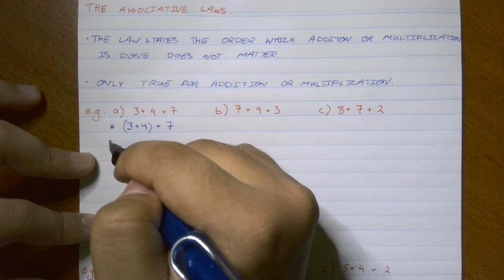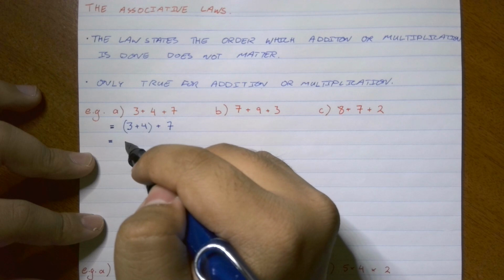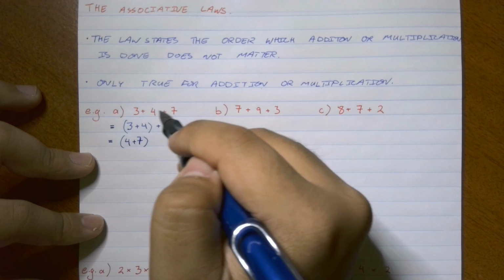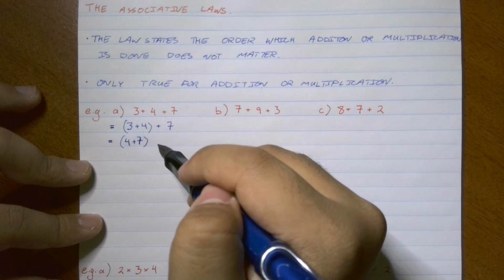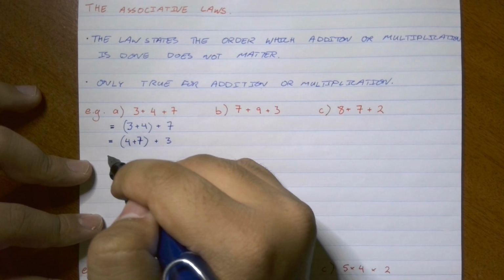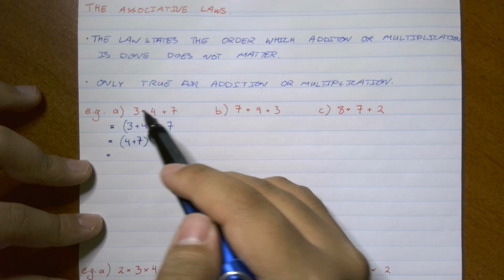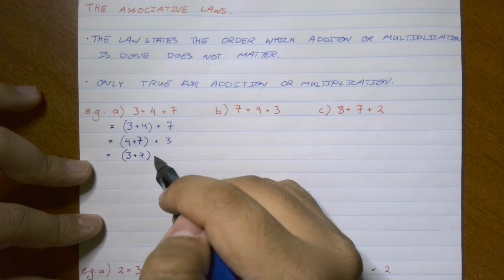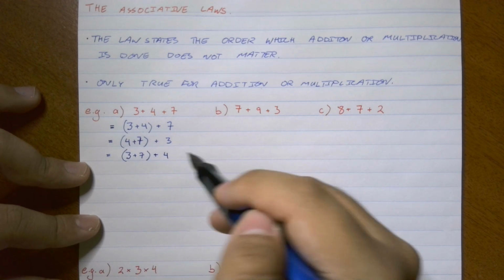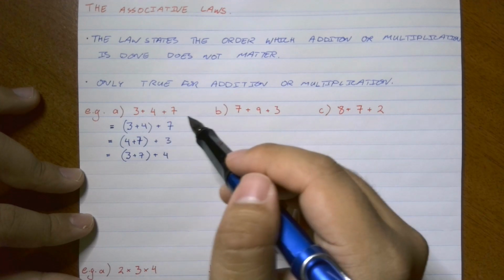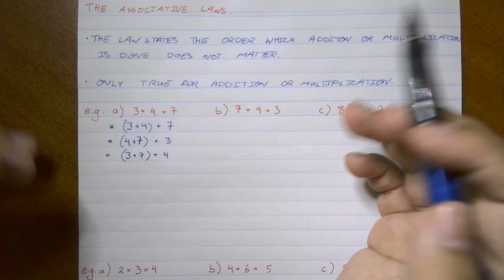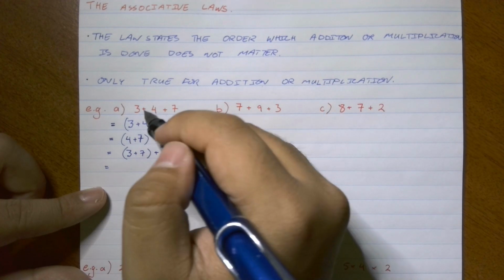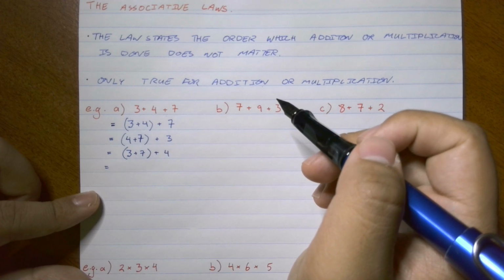Or we could add the 4 and the 7 first, and then add the 3. Or even, we could do the 3 and the 7 first, like this, and then add the 4. It doesn't matter which two of the 3, or even 4 or longer, we do first. All of these will give us the same answer.